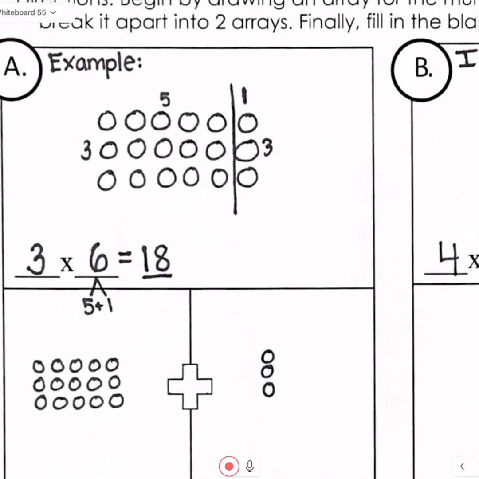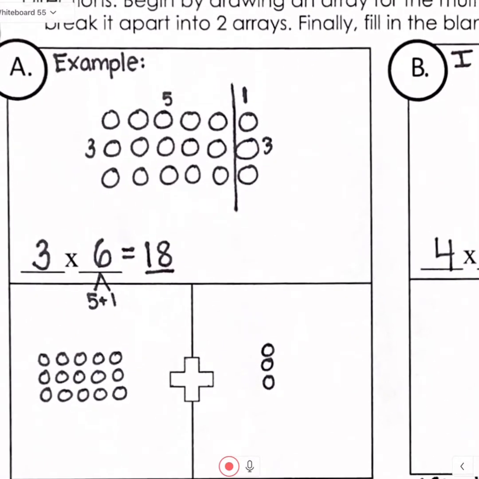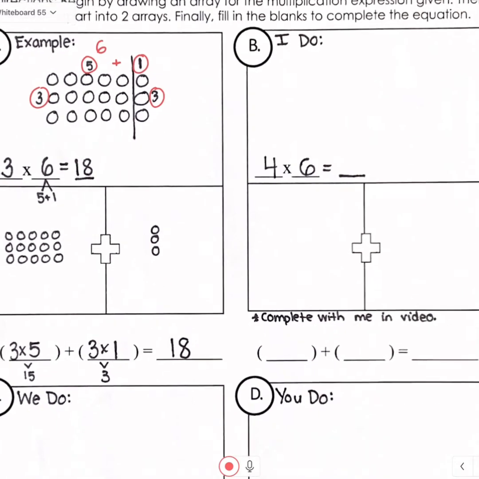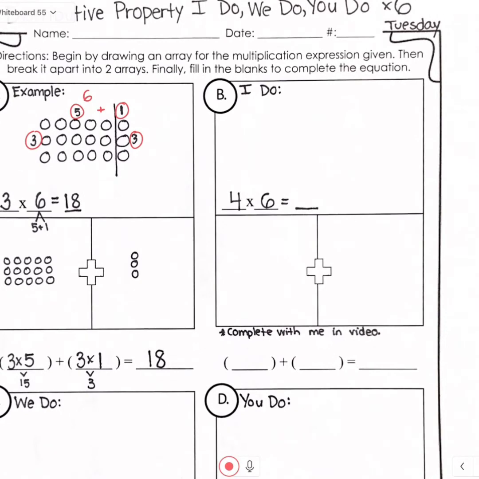So if we look at the example, you can see the problem was 3 times 6. And then we broke the 6 apart into 5 and 1 by drawing the line. And then it created an array for 5 times 3, and you can see here 5 and 3, and then 1 times 3. So up here, 5 plus 1 equals 6, which is our original fact. So the array still shows 6 times 3, but we just broke it up into 2 smaller arrays, which we show below. So for my I do, I'm going to show you 4 times 6.